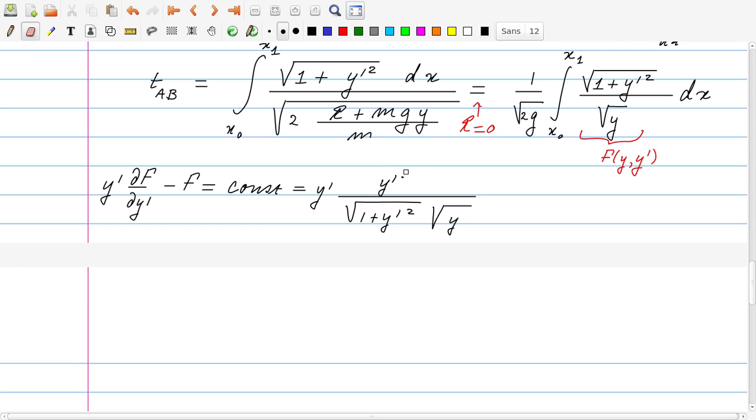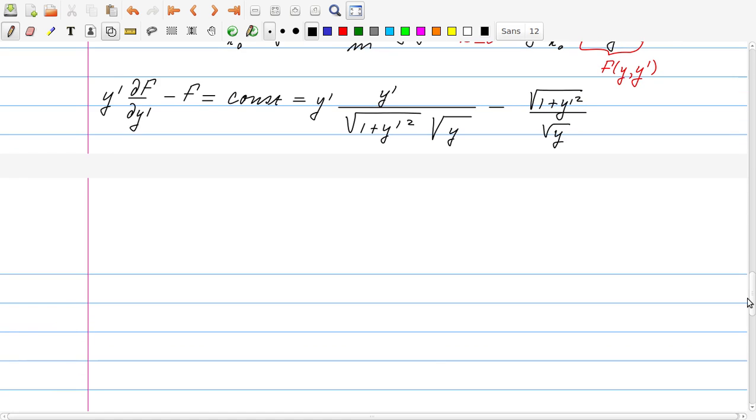So in fact we have a y primed. When we take the derivative with respect to the square root we get a factor 1/2, but that is compensated by the 2 times y primed that we get from using the chain rule and taking the derivative of this term. And then we should subtract from this the f itself, and this is our equation. This is the first order differential equation that we should solve.